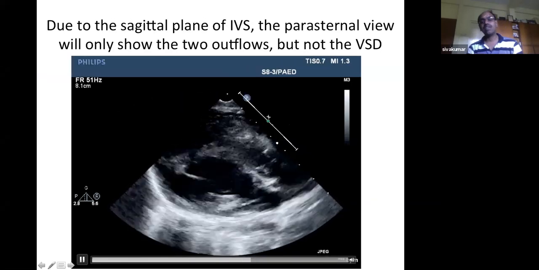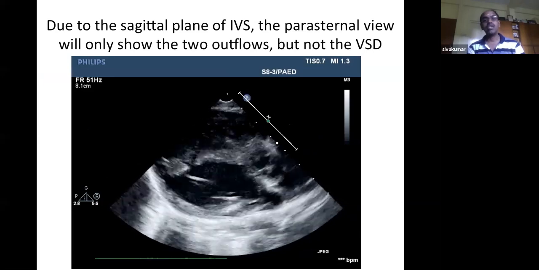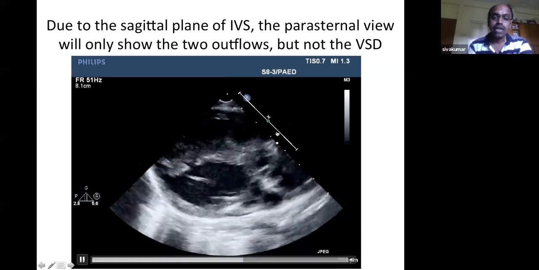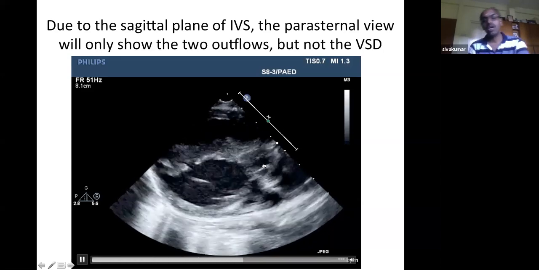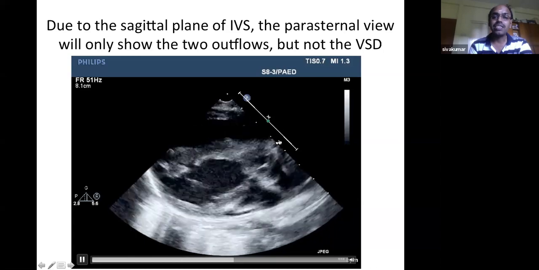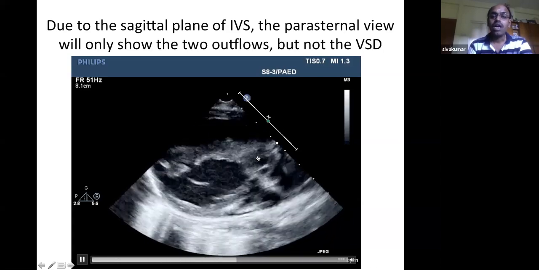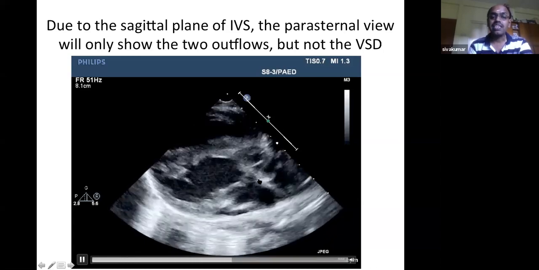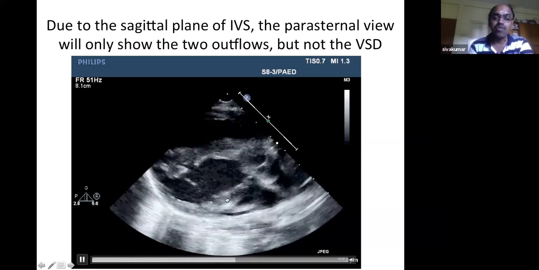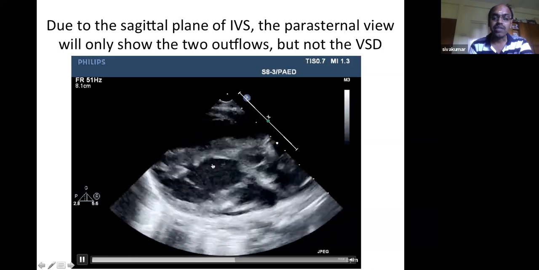On a sagittal view, you can appreciate the plane of the interventricular septum will not be seen at all, because the interventricular septum is also sagittal. So a parasternal view is not going to be showing it. However, you will appreciate the two parallel great arteries. The anterior great artery is the aorta and the posterior great artery is the pulmonary artery. Both are arising from the systemic right ventricle.